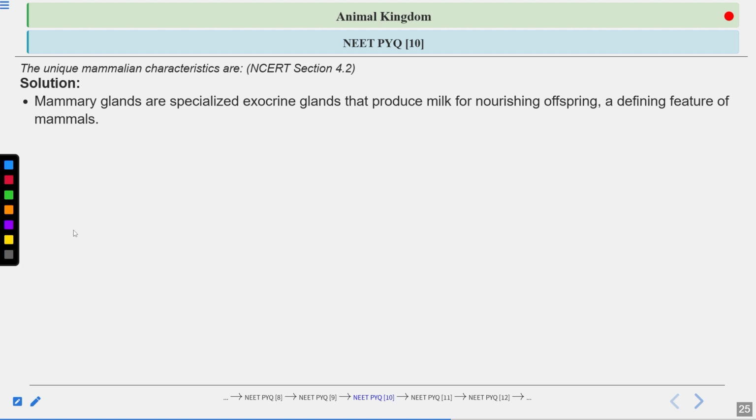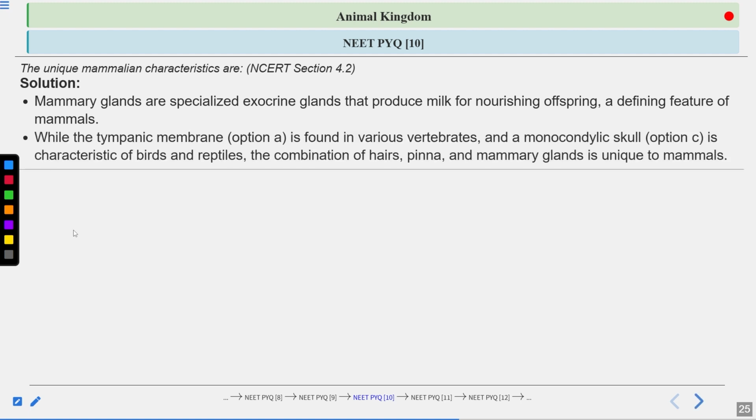But in the case of exocrine glands, the secretions are released through tubes and then they reach their destination, like they have to reach a certain point. So the secretions reach that particular point with the help of a tube-like structure. That is called an exocrine gland. They produce milk and that milk is used for nourishing their offspring. So these are the defining features of mammals.